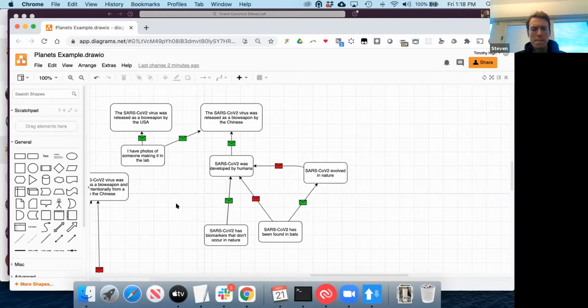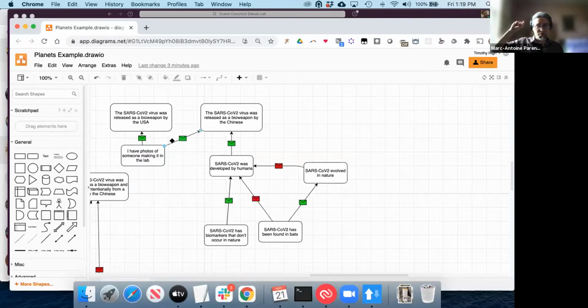Exactly. Suppose, basically what I'm saying is if someone, as you said, adds the link "I have photos of someone making it in the lab" to "SARS-CoV-2 was developed by humans." Okay, you add this link, that's one operation, but you separately say, this is an improvement on the original link from "I have photos of someone making it in the lab" to "the SARS-CoV-2 virus was released as a bioweapon by the Chinese." So you're not just making a link, you're also saying this link is an improvement to that link. So it kind of obsoletes that link. So I would have basically a separate link.